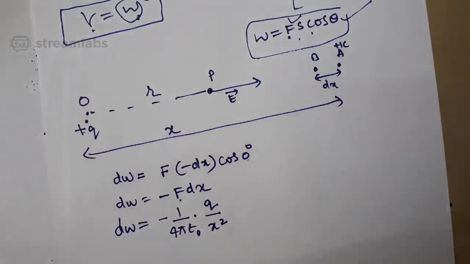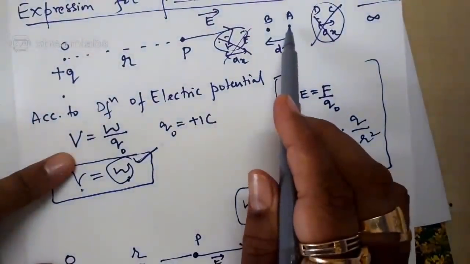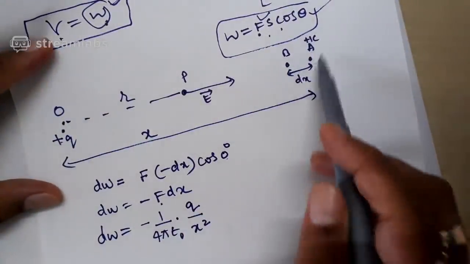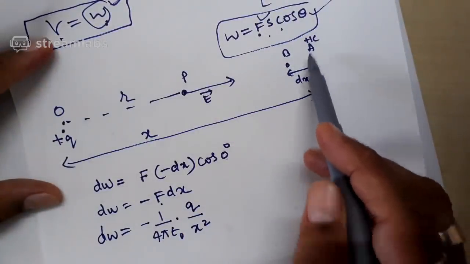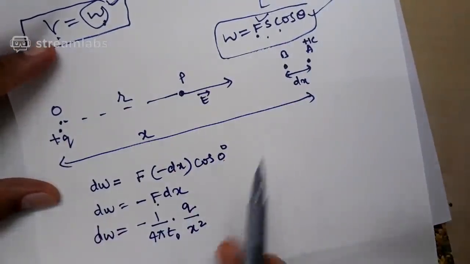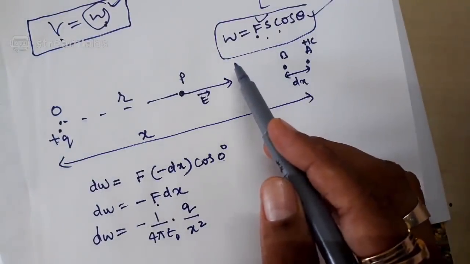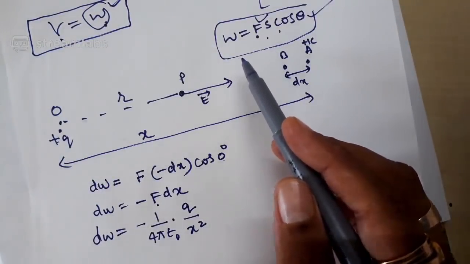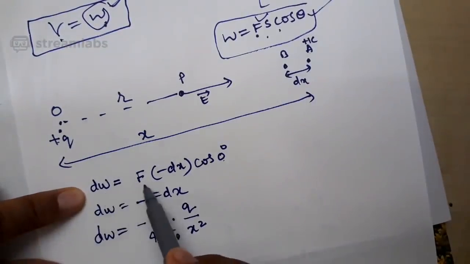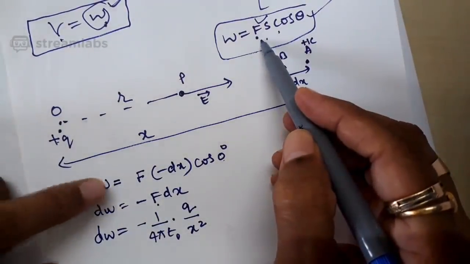I'll repeat. What I am calculating is the work done in moving a plus 1 coulomb charge from A to B. A and B are two points selected very close to each other, separated by a small distance, assuming that the electric field between A and B due to the plus Q charge is uniform. Then moving a plus 1 coulomb charge from A to B, there is a small amount of work done, given by the formula dW is equal to F into minus dx. I am using the F s cos theta formula only.